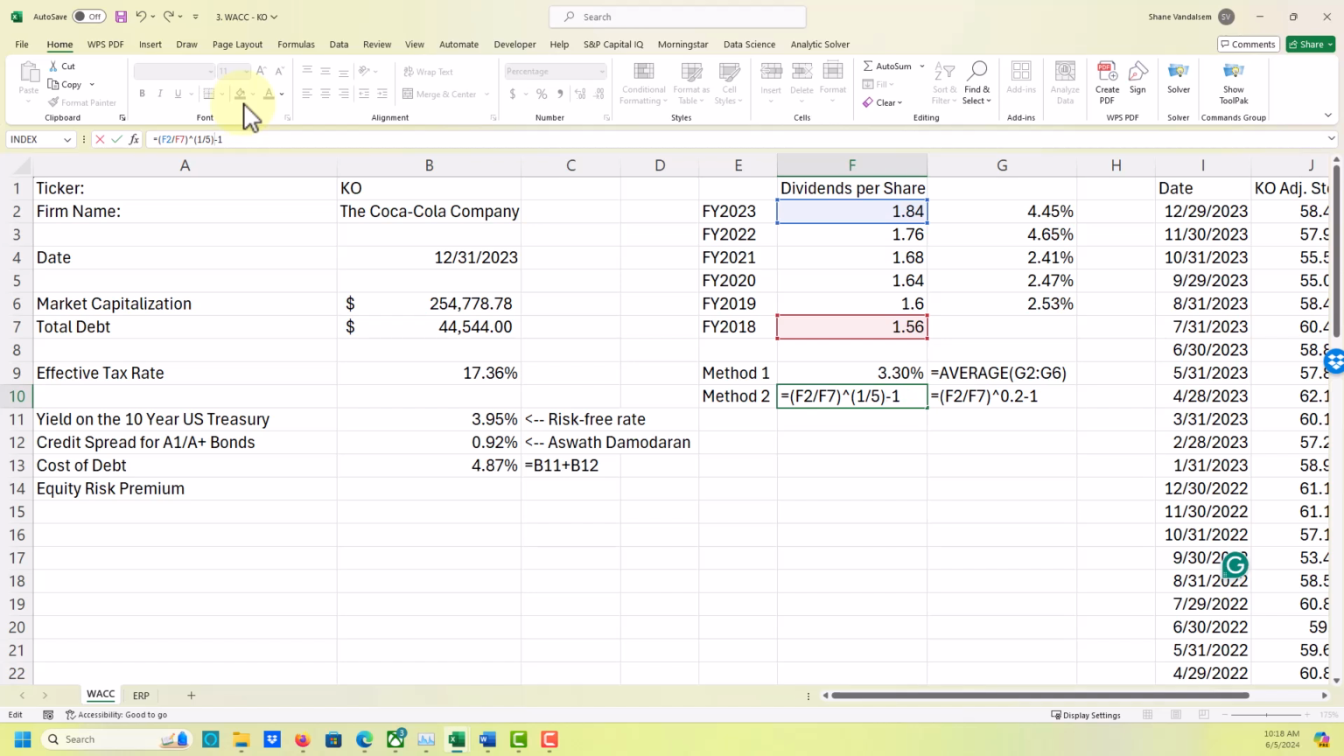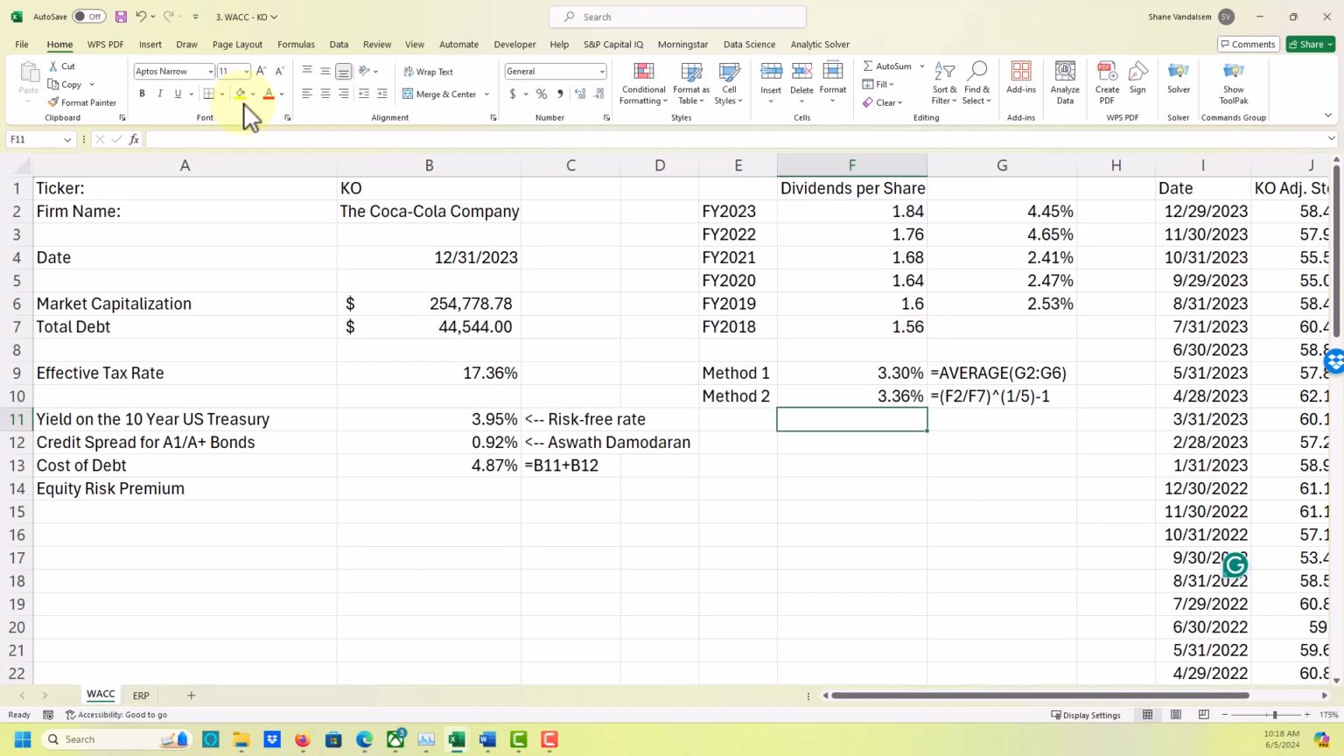It'll give us the same answer, then -1, and that also is another way to calculate the average annual change, or the annual change in the dividend there. So they're very, very close numbers, 3.30 or 3.36. In the end, that won't have a big impact on the cost of equity that we come up with. So we've got the first portion of that cost of equity calculation, and that is the growth rate.